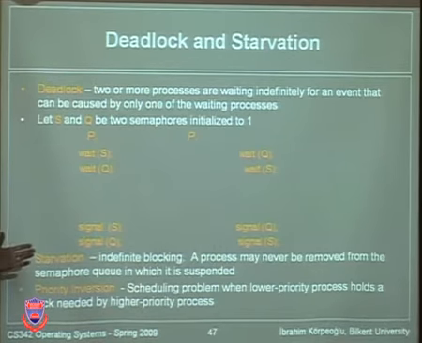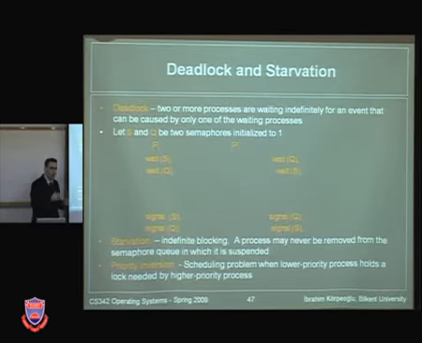And priority inversion, a scheduling problem when a lower priority process holds a lock needed by a higher priority process. So we may have in the system several processes with different priorities. Assume we have a high priority process, a medium priority process, and a low priority process, okay? Assume now the high priority process is waiting for a semaphore that is held by a low priority process, okay? So a low priority process did a wait operation on a binary semaphore earlier, and the high priority process did a wait operation on the same semaphore and is waiting for the low priority process at the moment, okay?